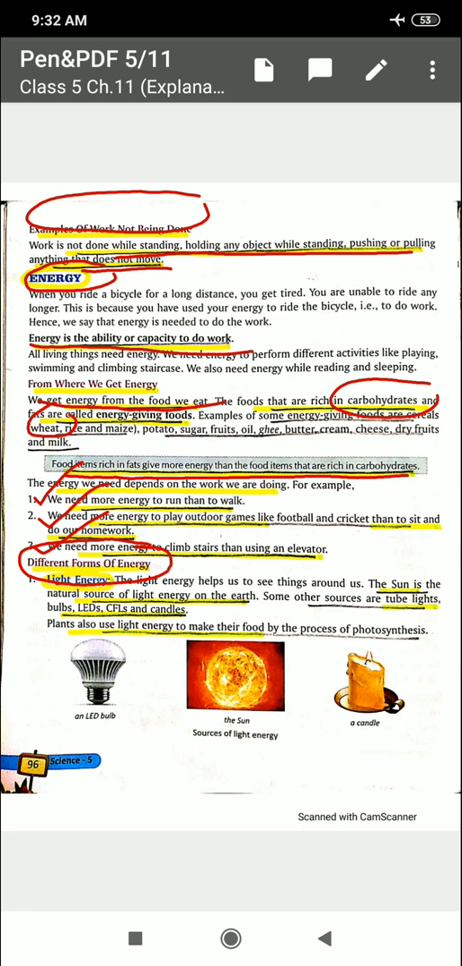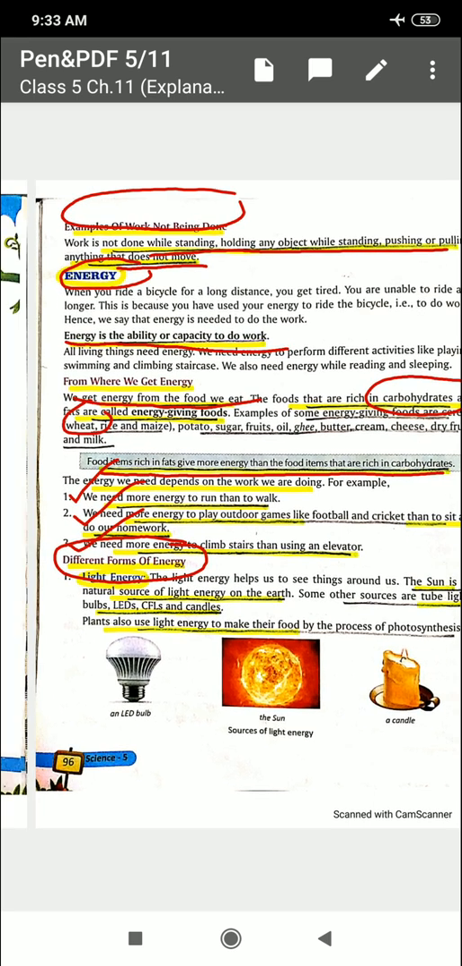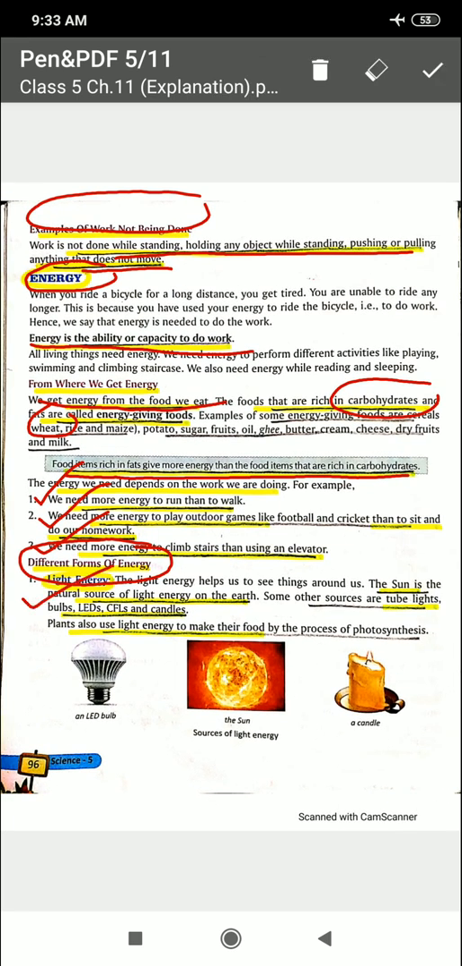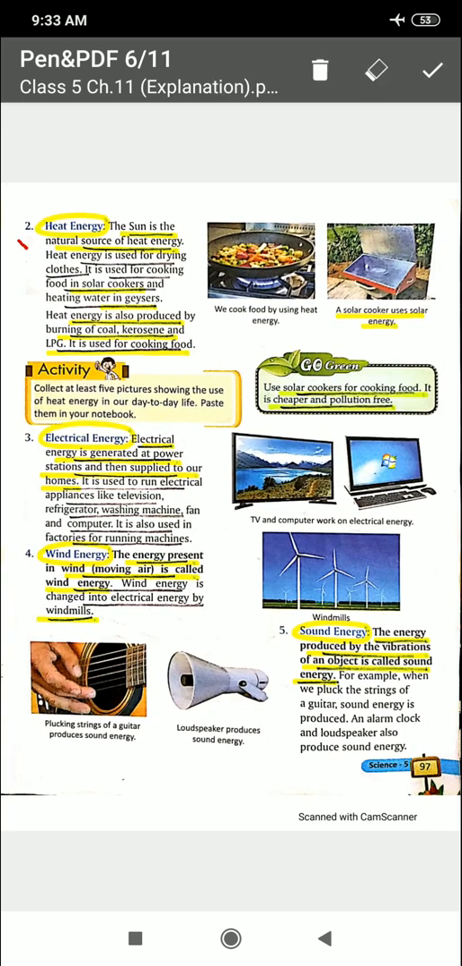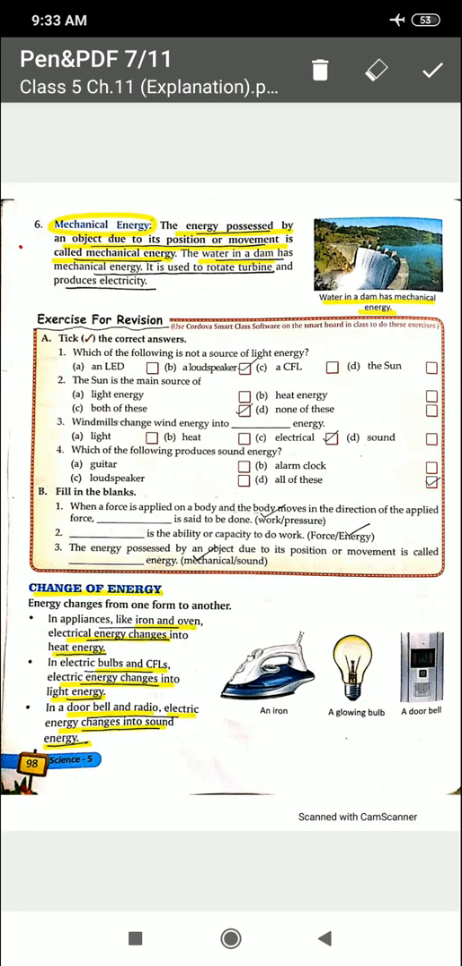And during the daytime, you can observe the sun. The sun is the main source of light energy as well as heat energy. So we will discuss the different forms of energy, including the first one, light energy. Then the second one, heat energy. Third, electrical energy. Fourth, wind energy. Fifth, sound energy. And sixth, mechanical energy.